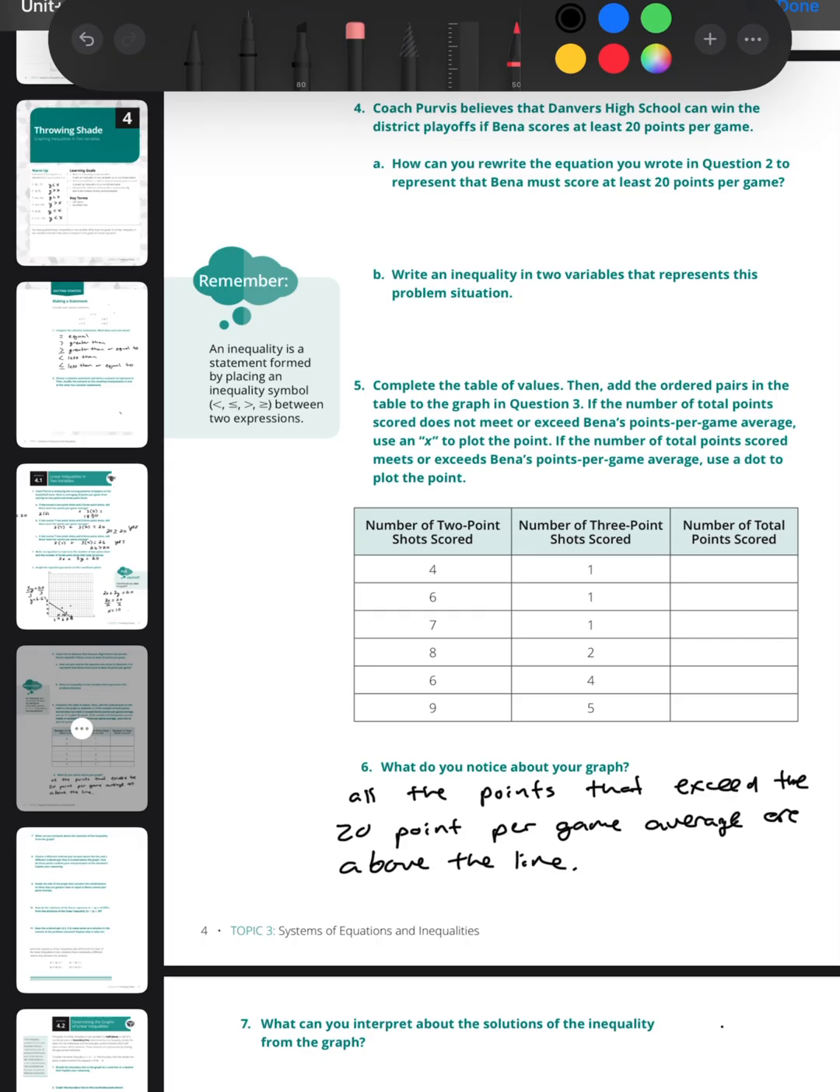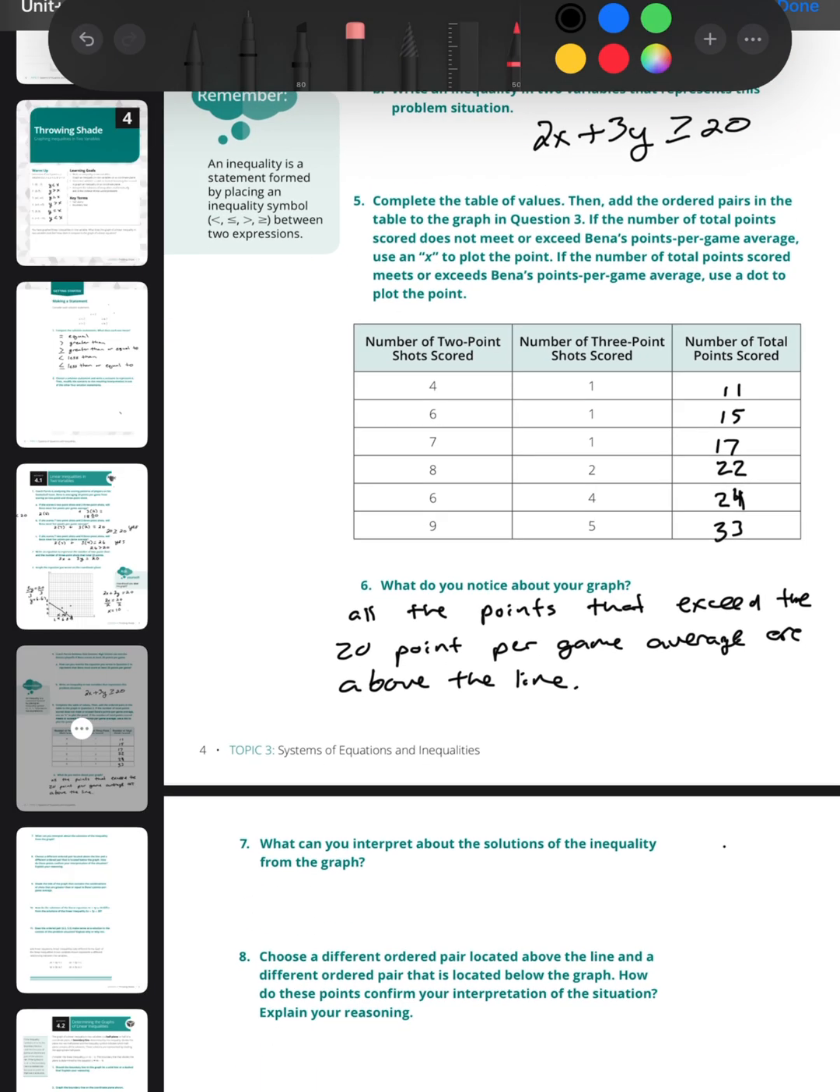And again, I'll go back in quickly and just fill these numbers in. If you did not get those and did not want to rewind, we'll just take a second. So 24 and then 33. And then going back up, our inequality was 2x plus 3y is greater than or equal to 20. And that's because Benna's points were greater than or equal to the average, is what we use to write that inequality.